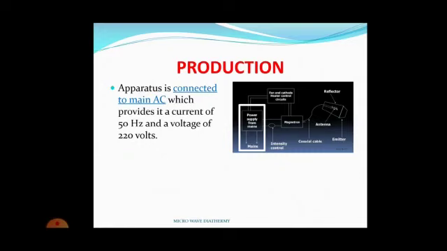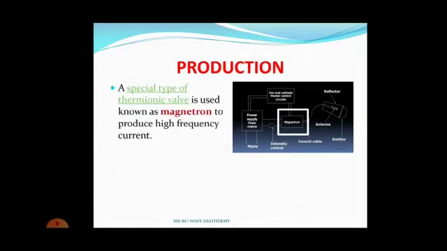Now what will this power supply do? There will be a specialized type of thermionic valve present, known as the magnetron. This magnetron is responsible for producing high frequency current, because whatever frequency we supply from the socket of our clinic is only 50 hertz. From this 50 hertz we need to go up to 300 megahertz to 300 gigahertz. So we need one specialized thermionic valve, known as the magnetron.